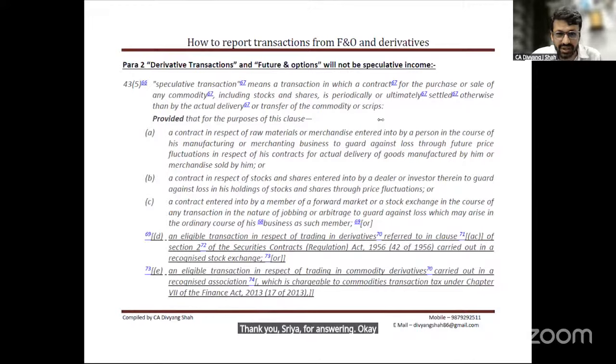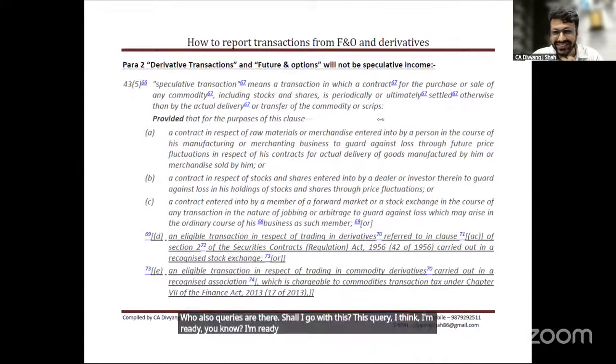Okay, the circular number, I cannot recall it. It is of 2016. Recently, due to the tax rebate up to 12 lakh, a query from Pavan. I don't think that I will be able to conclude the queries. Lots of queries are there. Shall I go with this? I'm ready to answer the queries at the end.